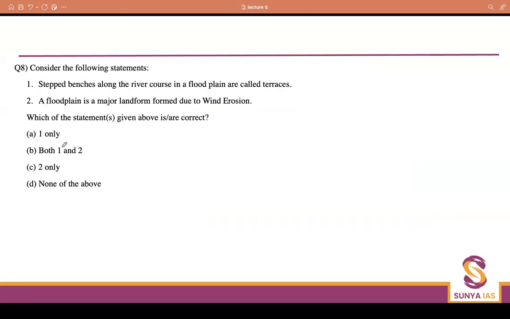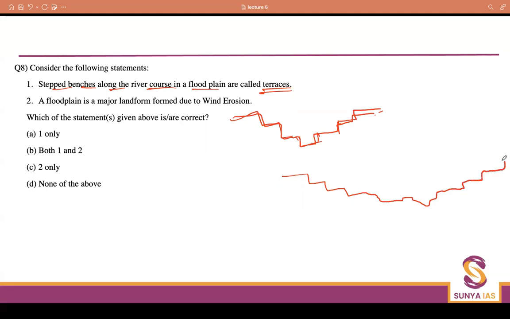All right, let's look at the next question now. Consider the following statements. Stepped benches along the river course in a floodplain are called terraces. This is definitely a correct statement. We may find such types of structures. And why have they been formed? They have been formed because of the flow of water, explained in detail in class. Won't be going into much detail again.